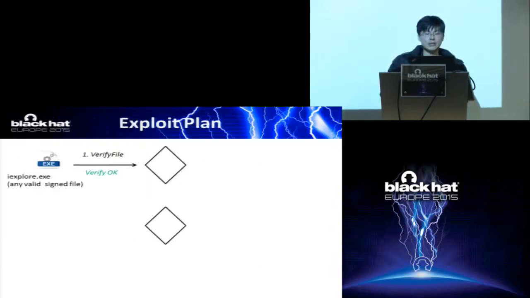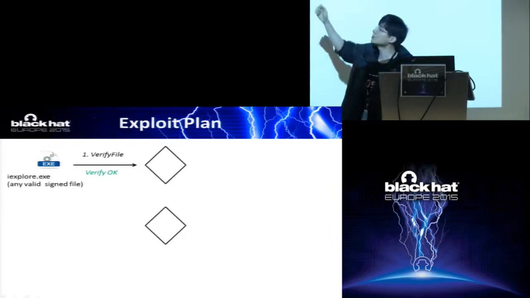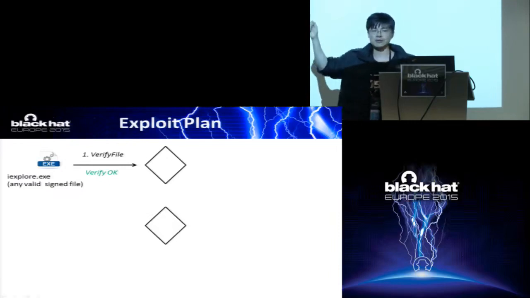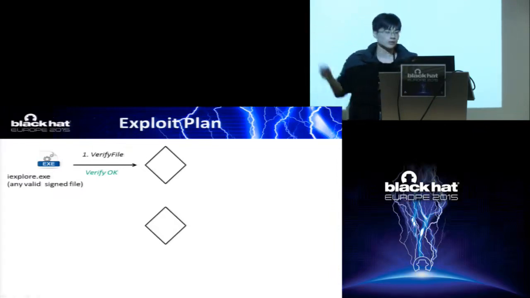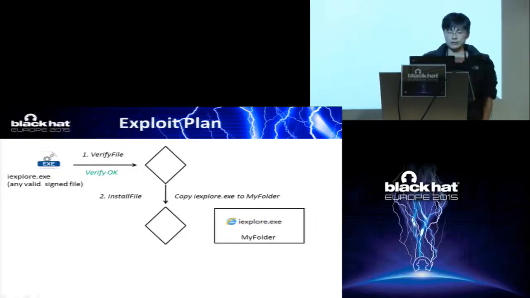To exploit this bug is very straightforward. First, we call verify file to verify a valid file which has a valid signature. For example, we just verify the Internet Explorer executable, and of course this step can pass because this file has a valid signature from Microsoft. Second, we call install file, and the iexplore executable is copied to our destination folder.